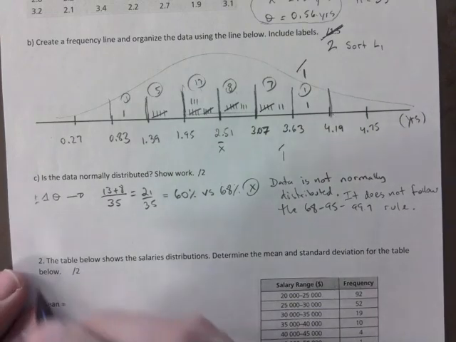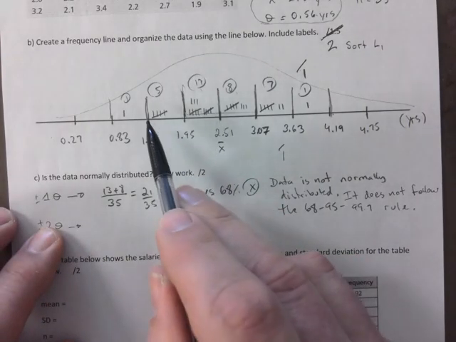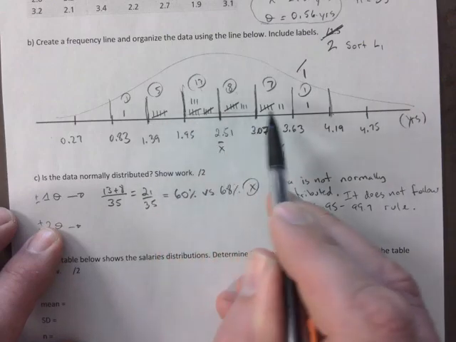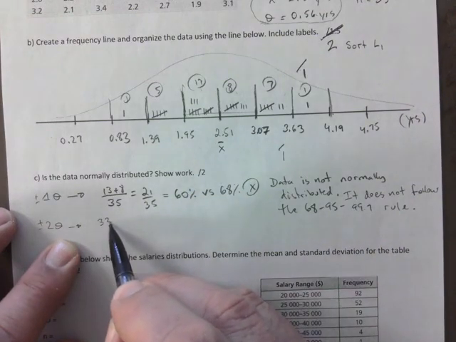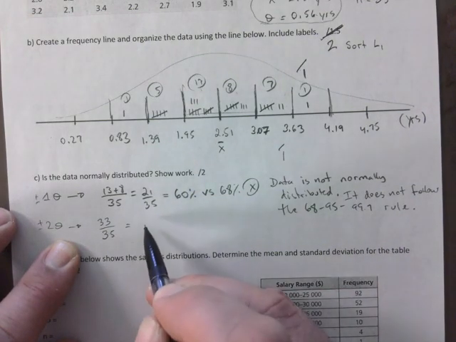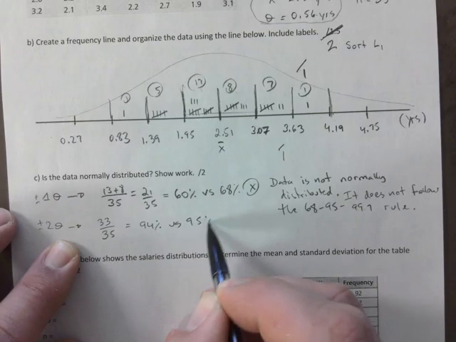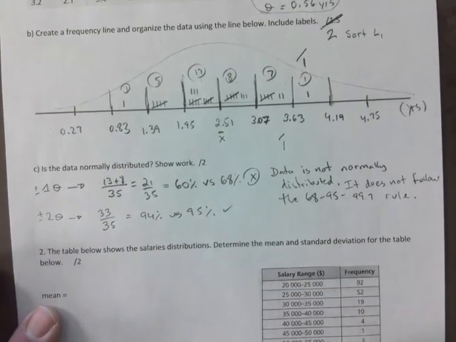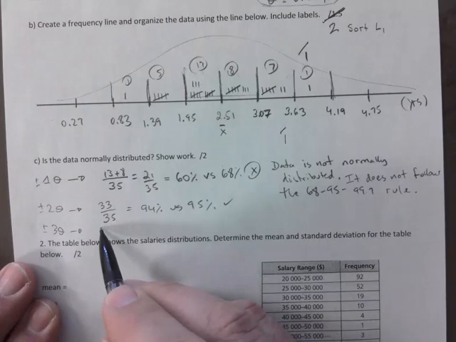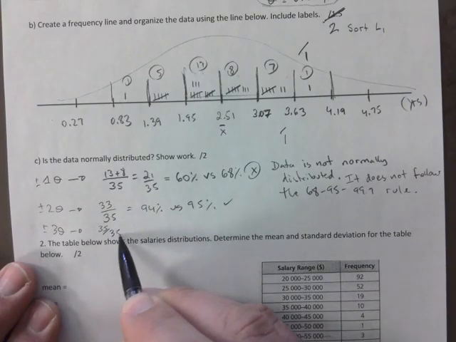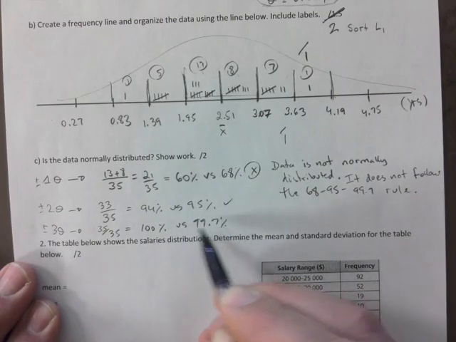If you continued, there's nothing wrong with it. But if you consider 2 standard deviations, that'd be from here all the way to there. So it's basically everything except for the 2 tails, right? So this is 33 over 35, and that would be 94% versus 95. So this actually does pass the test, the 2 standard deviation check. 3 standard deviations, you're going to have everything in there. 35 over 35, that's 100% versus 99.7. That usually passes.